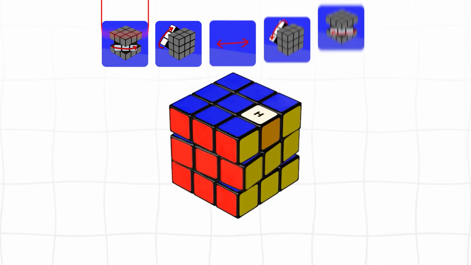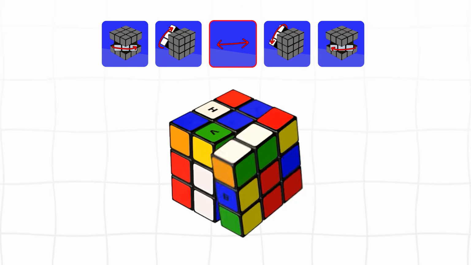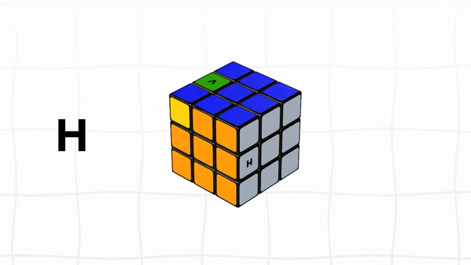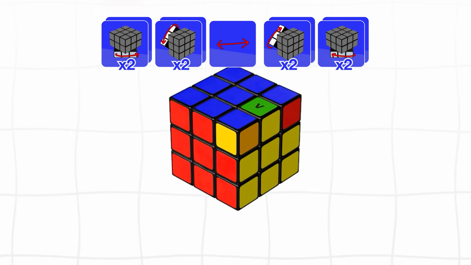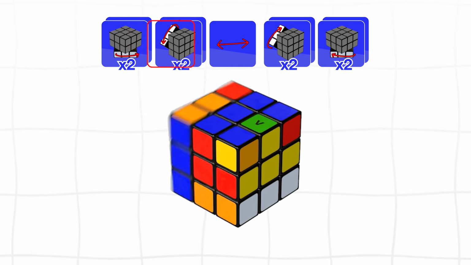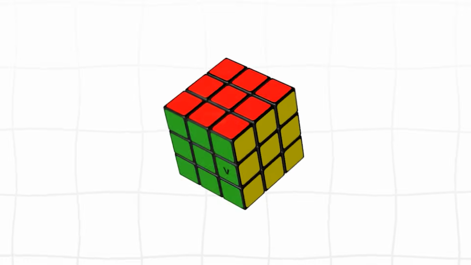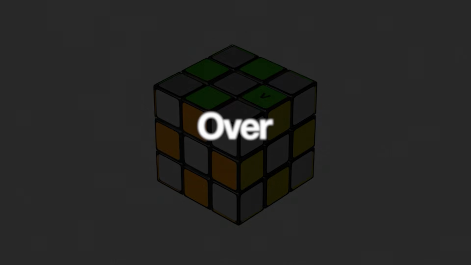For instance, setting up the H spot to a new swap spot. Doing the swap algorithm, then undoing it. And you can do the same thing for the V spot. Here doing 2 setup moves instead, and then doing the swap algorithm, then undoing it once again. Of course, there's 12 edges, so it'd usually take a lot longer, but it's the same idea over and over again.